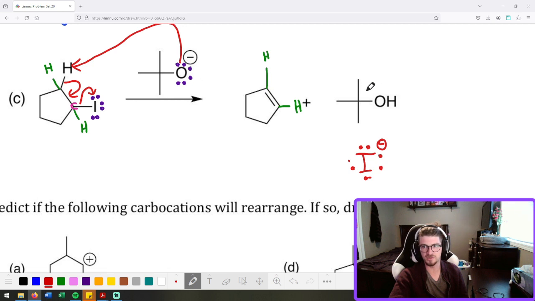Because the hydrogen ends up attached to that oxygen. We end up with the double bond between the carbons here, and one hydrogen on each side, and then the iodine just hanging out, being a little guy.